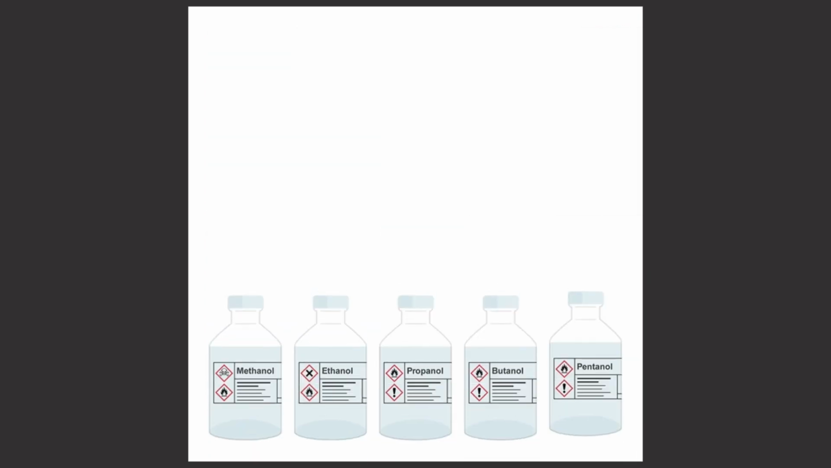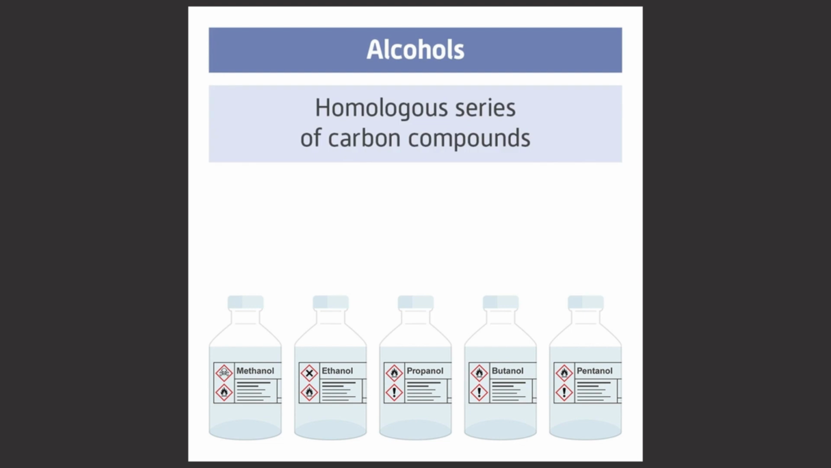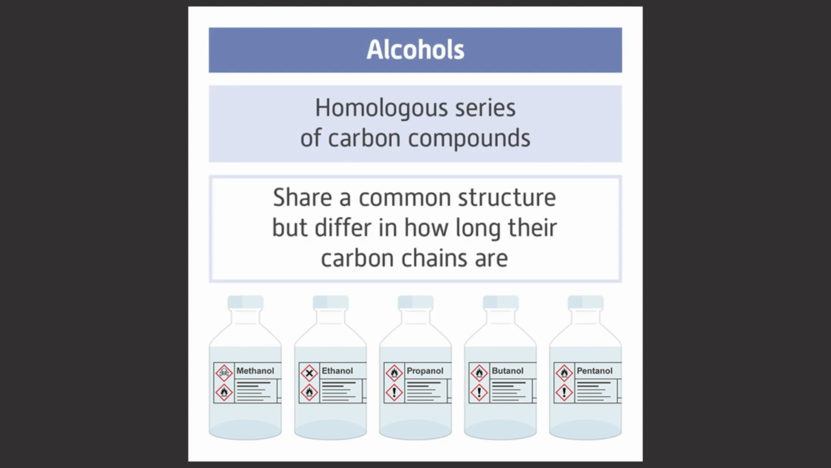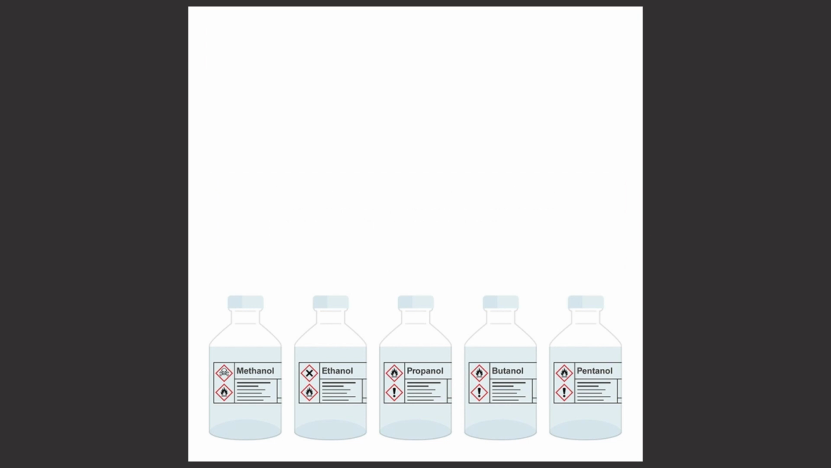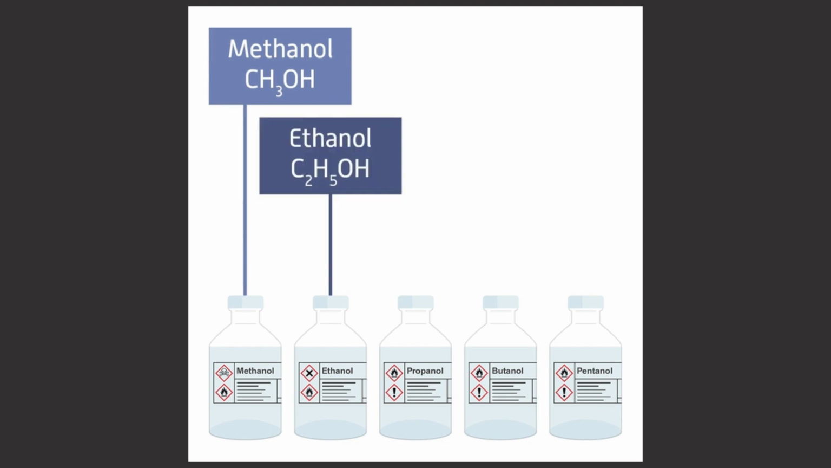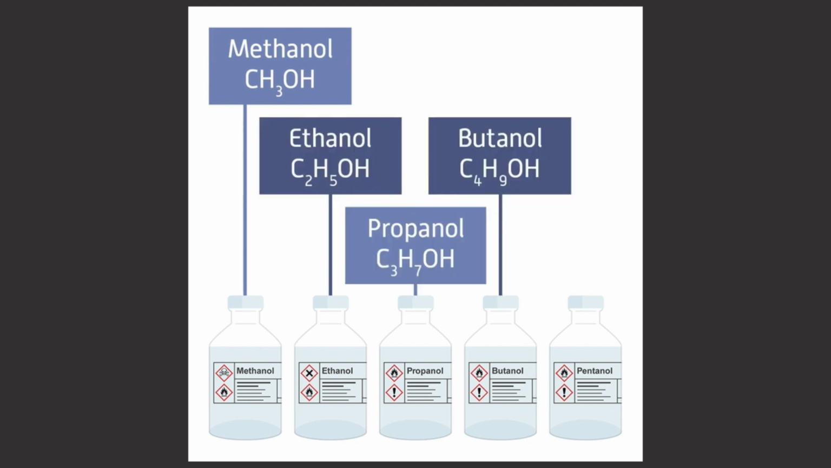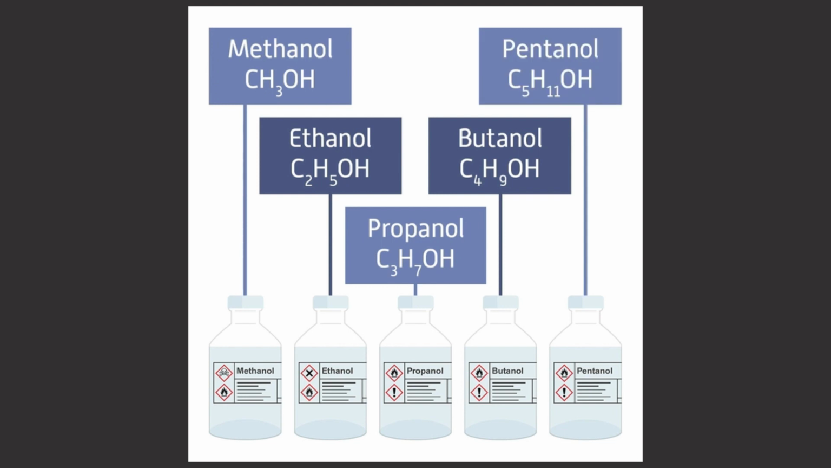A good set of fuels to compare are the alcohols. The alcohols are a homologous series of carbon compounds. This means that they are a bit like a family in that they all share a common structure, but differ in how long their carbon chains are. The first 5 members of this homologous series are methanol, ethanol, propanol, butanol, pentanol.